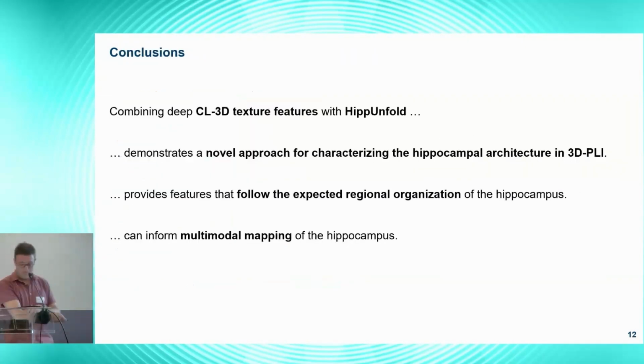Yeah, so by combining this approach with this HIP unfold framework in the hippocampus, we were then able to show that we can characterize the architecture quite nicely from the complex PLI data and explain regional organization. So you could see that these features could be useful for automatic mapping and automatic identification of the subfields. And it will be very useful also for multimodal integrations and multimodal mapping. Jordan has already explained here that there's much more data being integrated into this canonical unfolded space with which such features can be nicely combined.